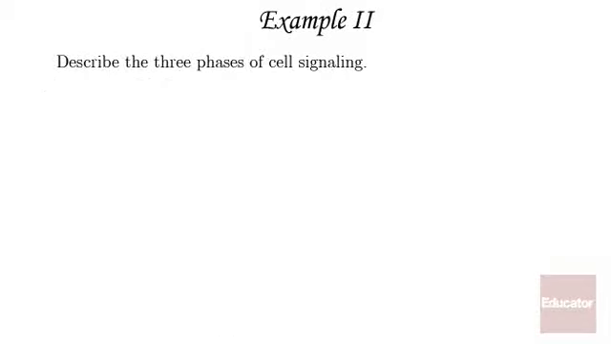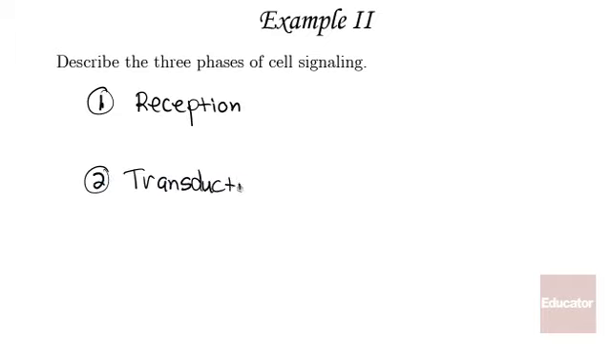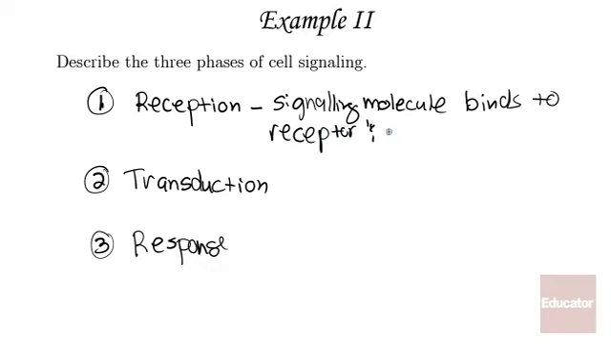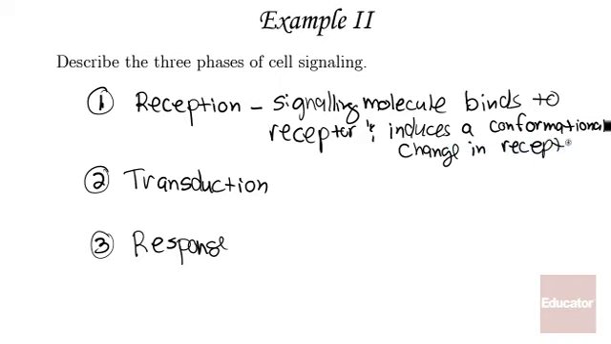Describe the three phases of cell signaling. The first phase is the reception phase. The second phase is transduction. And the third phase is response. In the reception phase, the signaling molecule binds to the receptor and induces a conformational change in the receptor, which activates the receptor protein. So that is the reception phase.